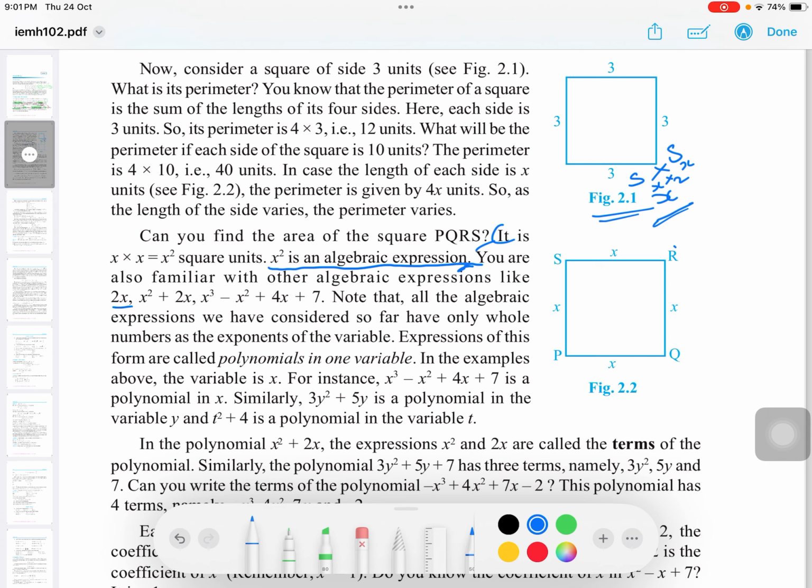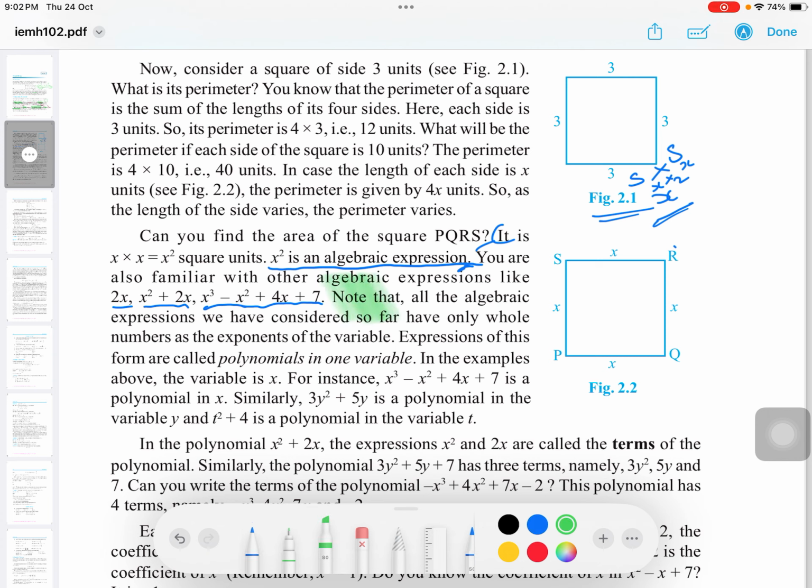So obviously you know that 2x is an expression, x square plus 2x is an expression, x cube minus x square plus 4x plus 7. All these are obviously algebraic expressions. நம்ம இது வந்து 6th இருந்தே பார்த்துருக்கோம்.